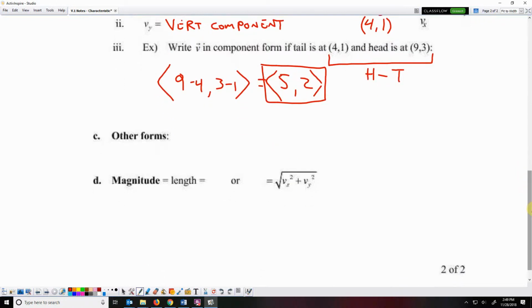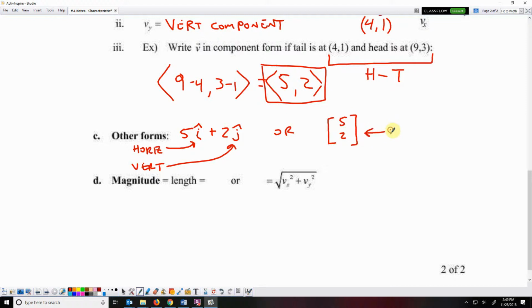Other forms of a vector, you might see something like this. Say 5, and then a little i, that caret over the top, plus 2j with the caret over the top. That i would represent horizontal, and the j would be the vertical component. Or you might see this. It's written as a matrix. There's your horizontal and your vertical component.